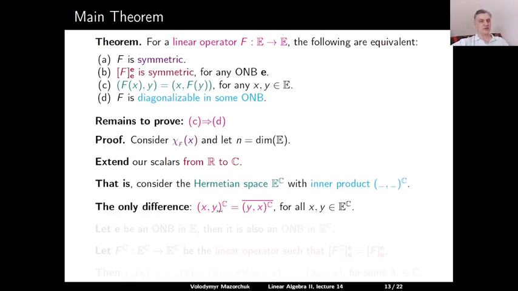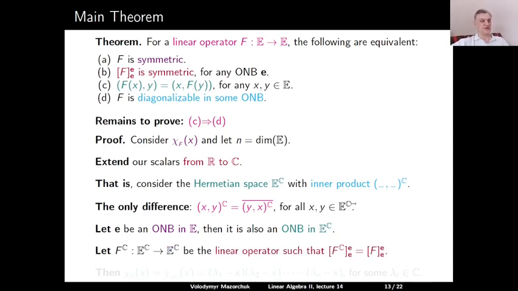So this inner product between x and y in the complex space is equal to the inner product between y and x, and then complex conjugate, for all x and y in the complexification. If we choose an orthonormal basis (ONB) in our space E, then the same set of vectors is also an ONB in the complexification. And then let f upper C be the linear operator on the complexification, which has in our ONB exactly the same matrix as the linear operator f on E.